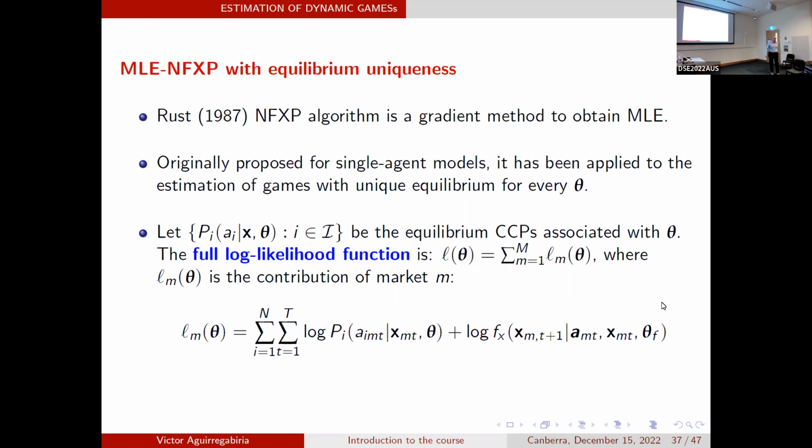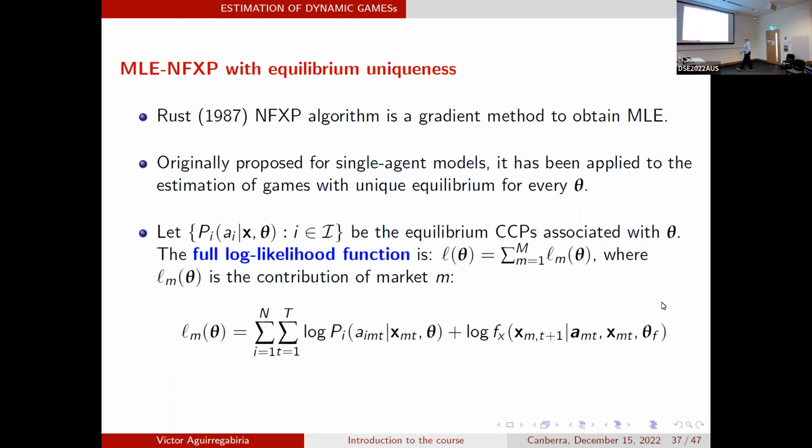Let's start by considering what if we have a dynamic game that has a unique equilibrium. There are a good number of empirical applications in I/O, for instance, papers by Igami and papers by other authors, that have made assumptions to guarantee that for a given vector of structural parameters, we always have a unique equilibrium, okay? Then in that case, the maximum likelihood estimator will be a relatively standard definition and implementation, similar to the one that we have for the single agent model, okay?